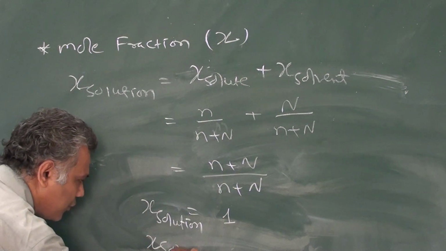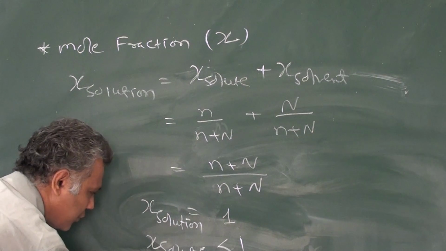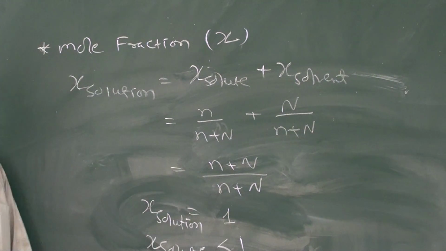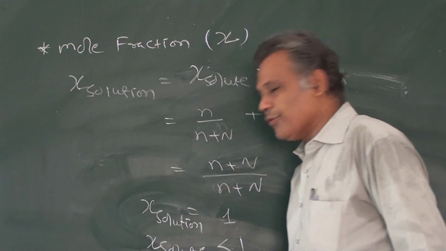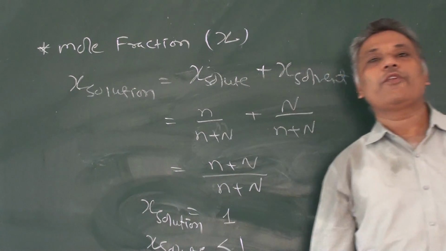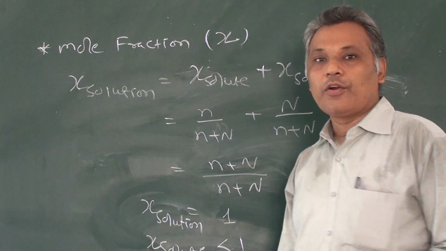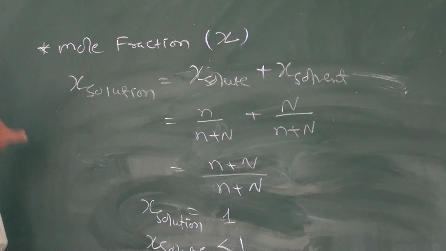That means mole fraction of solute will be less than 1, and mole fraction of solvent will be less than 1. So while calculating numericals, this can be helpful to you to find out whether your answers are right or wrong. You can decide it very easily. Right? This is the one unit.